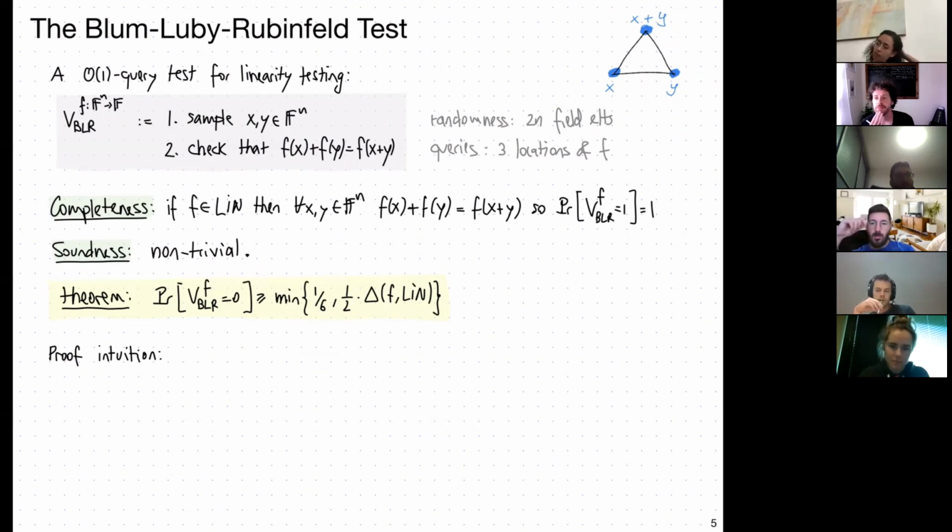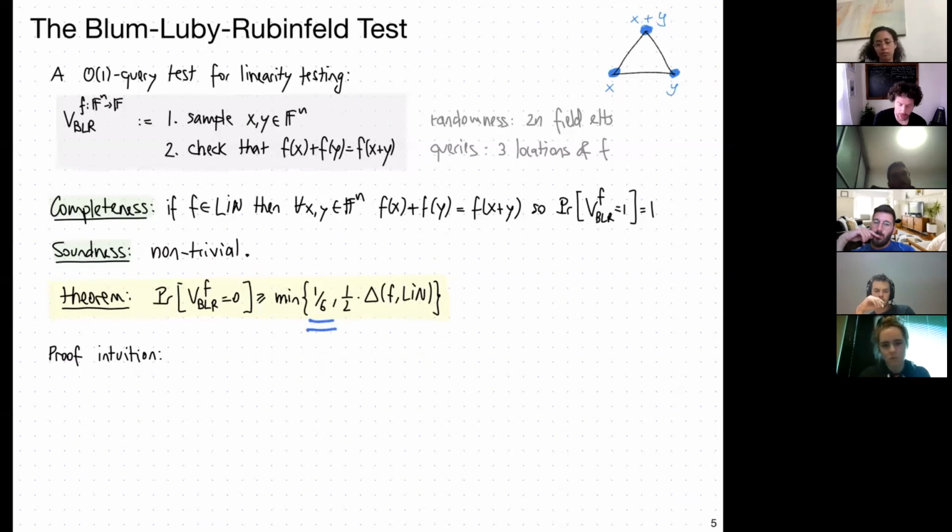You just said if the function is really far, but did you mean if the function is really close? Because if the function is really close, then it's more likely that we're going to fail. Or maybe the directions are reversed.